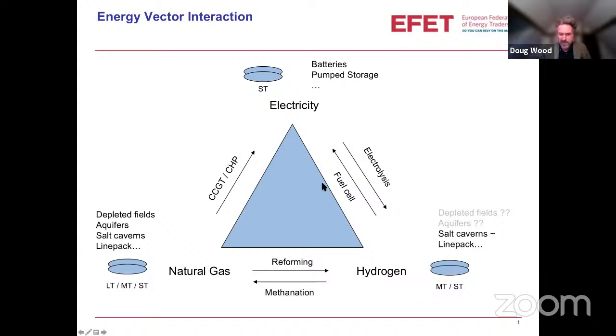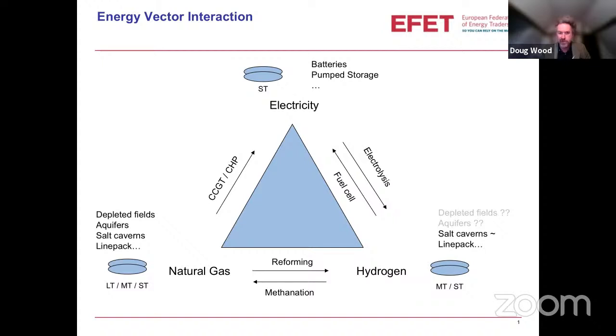There's another missing element here, which is blending, because currently burners require a constant proportion of hydrogen and methane in blended systems. If we get beyond that, so we can have dynamic adjustment or separation technology through advanced membranes, then you have much more fungibility between natural gas and hydrogen storage. But at the beginning, that's pretty unlikely.